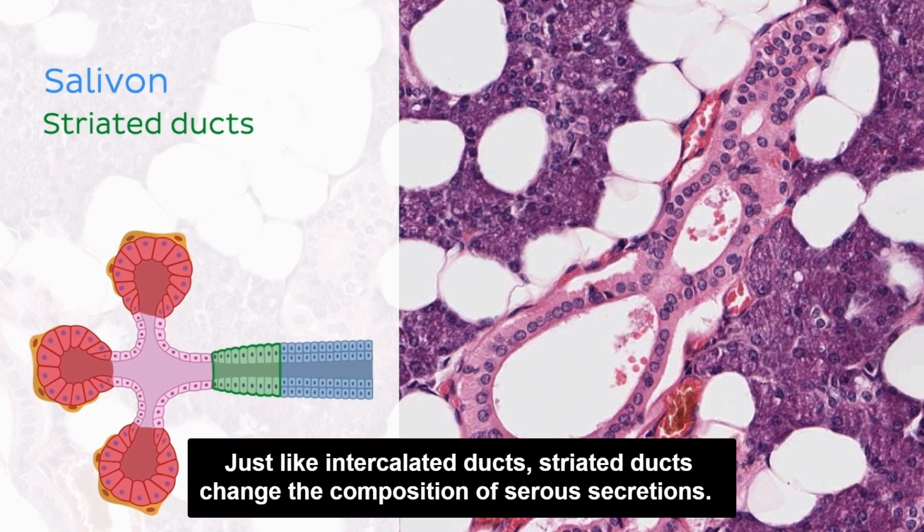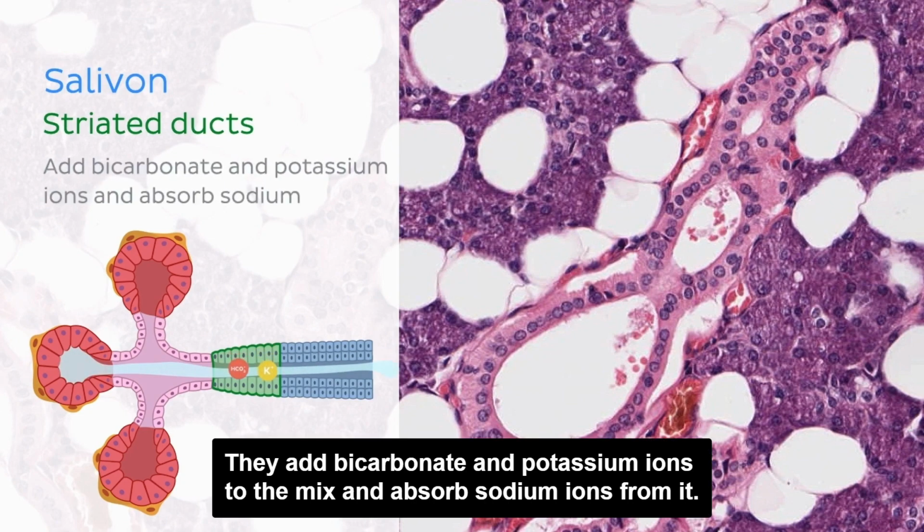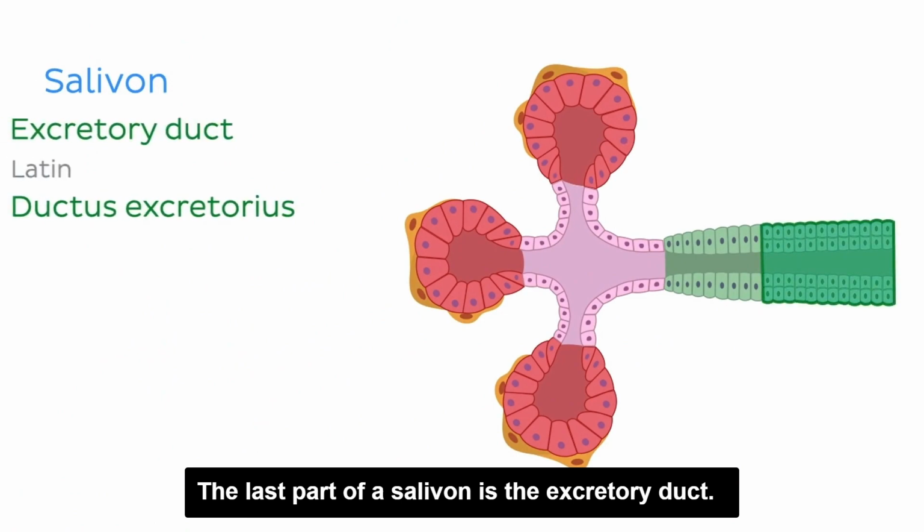Just like intercalated ducts, striated ducts change the composition of serous secretions. They add bicarbonate and potassium ions to the mix and absorb sodium ions from it. The last part of a salivon is the excretory duct.